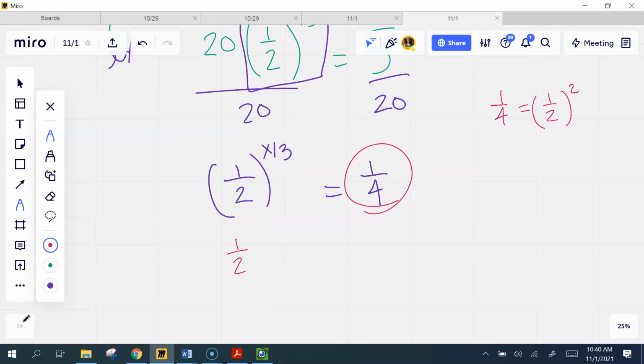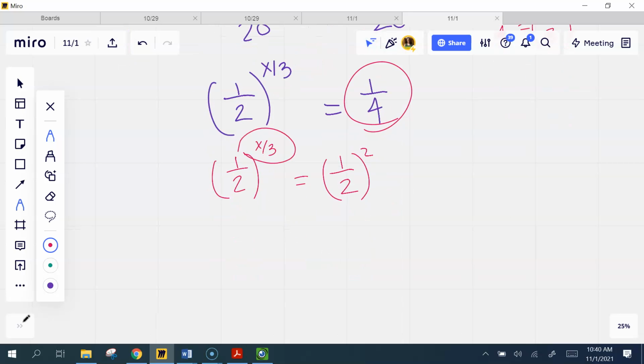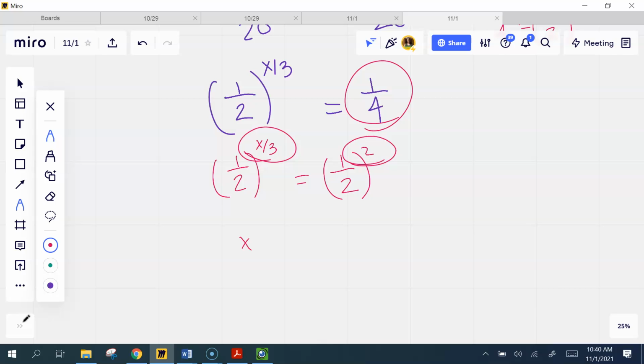So I have 1/2 to the x over 3 equals 1/2 squared. Well, now the bases are the same. So I can ignore the bases and just set those exponents equal to each other. So now I know that x over 3 has to equal 2. It'd be 6. Everybody see what we did there?